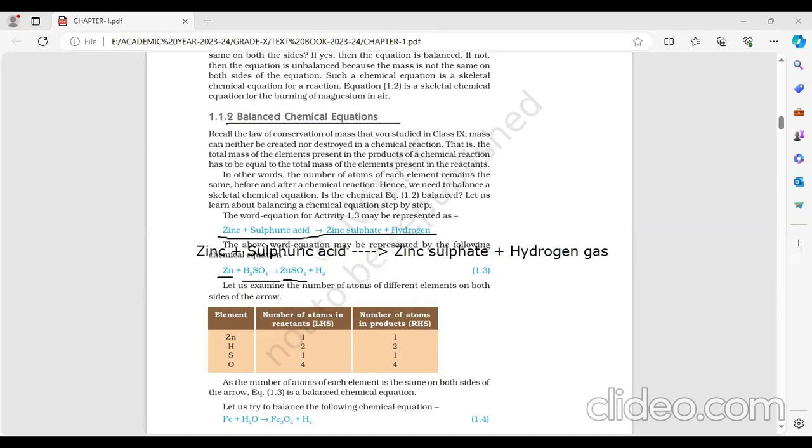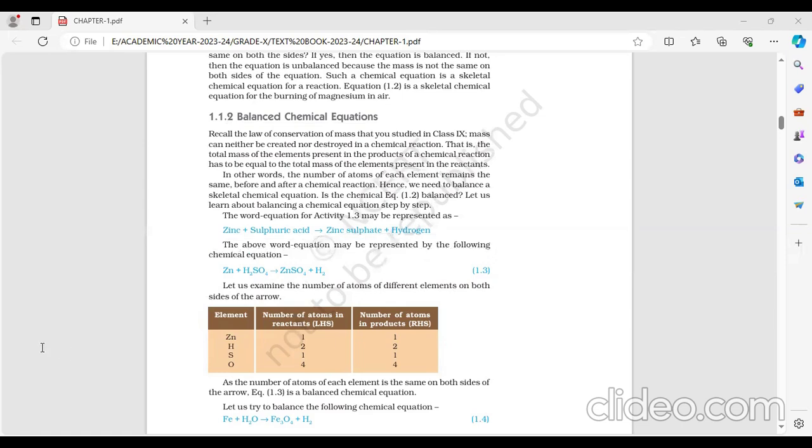Now, if you observe this chemical reaction, let us see whether it is balanced or not. First check the left side zinc. On the right side, how many zincs are there? Only one zinc. So zinc is balanced. Now come to hydrogen. Left side, how many hydrogen atoms? Two. Right side, two. Now sulfur: one on the left side and one on the right. Now oxygen atoms: four on the left side and four on the right. Is it balanced or not? Yes, it is balanced.